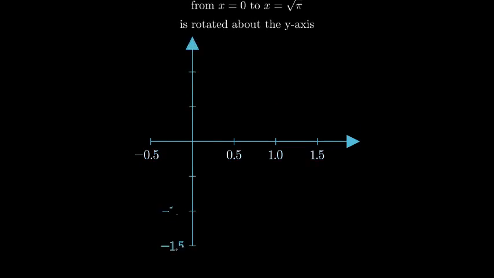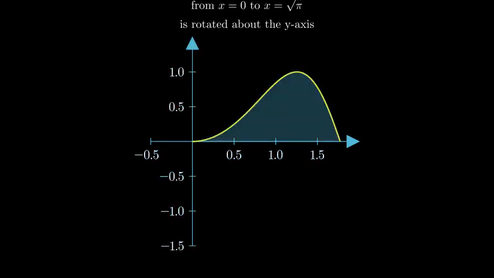Here's our coordinate system. And here's the curve y equals sine of x squared from x equals 0 to x equals square root of pi. When we rotate this region about the y-axis, each vertical strip becomes a cylindrical shell. Let's look at one such shell. At any x value, the shell has radius x, height sine of x squared, and thickness dx.